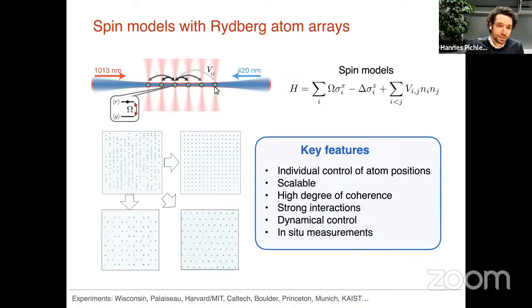One can then make use of the internal degrees of freedom of these atoms to realize spin models that have a high degree of coherence. They are essentially, to a high degree, shielded from the environment, and one can really study almost unitary many-body dynamics with a large number of individual particles. And they have strong interactions that come from the fact that one excites them to Rydberg states. And in addition, one has a large degree of dynamic control over many of the parameters that enter these Hamiltonians that describe these Rydberg atom arrays.